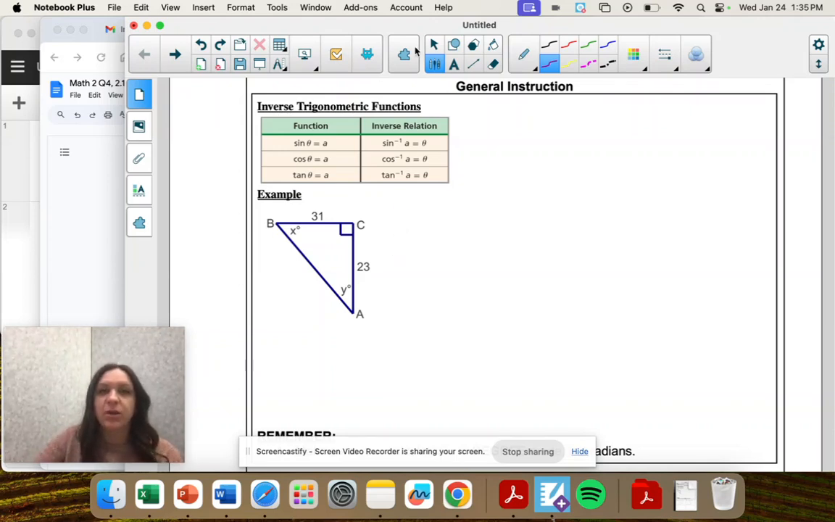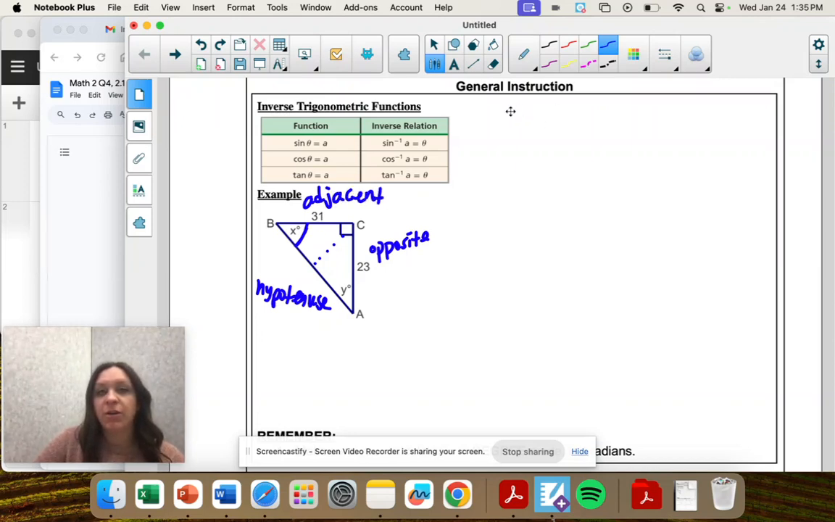Let's start with angle X, and we're going to find that using the two sides. Now when you don't have the angle, you're going to have two sides to work with. We don't know the hypotenuse, but we do know the opposite and adjacent.